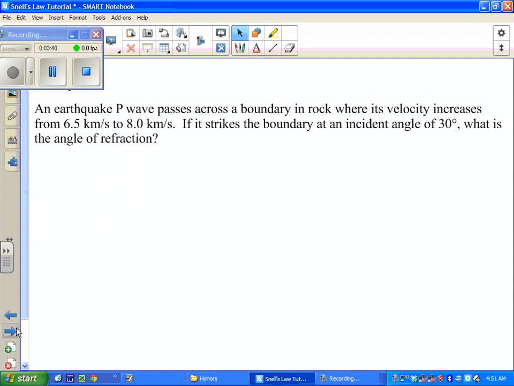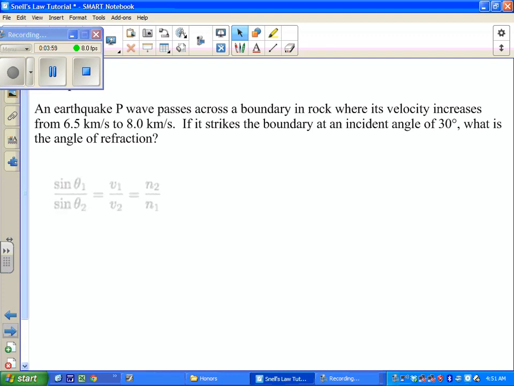So example 1. An earthquake P wave passes across the boundary in rock, where its velocity increases from 6.5 kilometers per second to 8 kilometers per second. If it strikes the boundary at an incident angle of 30 degrees, what is the angle of refraction?